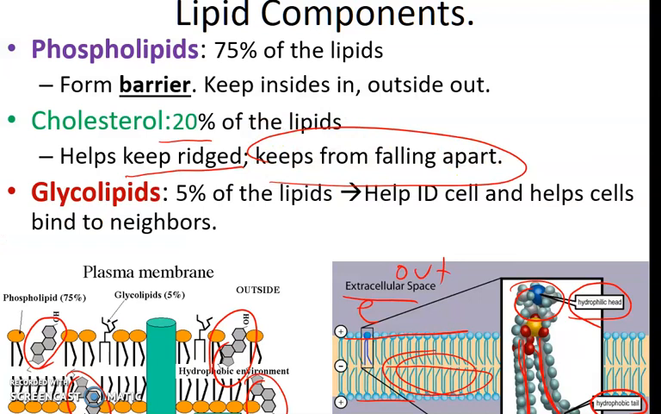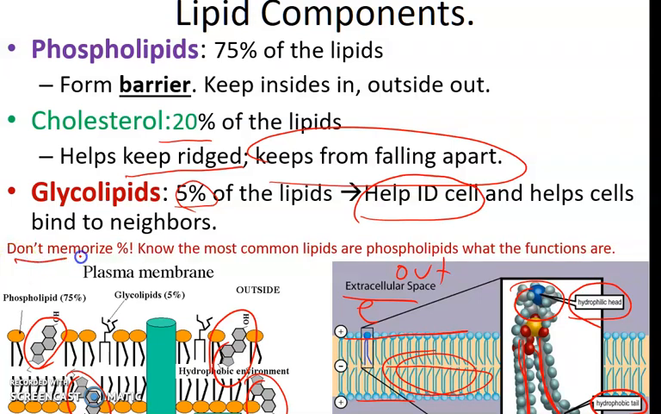And then glycolipids. The ABO blood type is actually on a glycolipid. That is 5%. It's the least common one. It helps identify the cells. So people with blood type A have one kind of glycolipid. People that have blood type B have another kind of glycolipid. People with blood type AB couldn't make up their mind, so they have both types, and so forth.